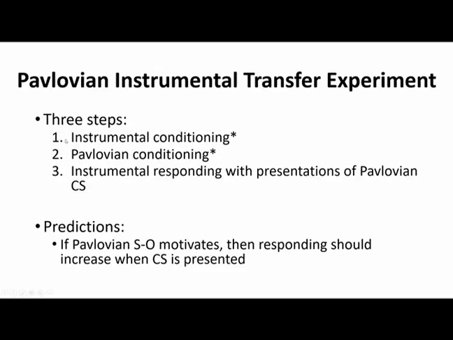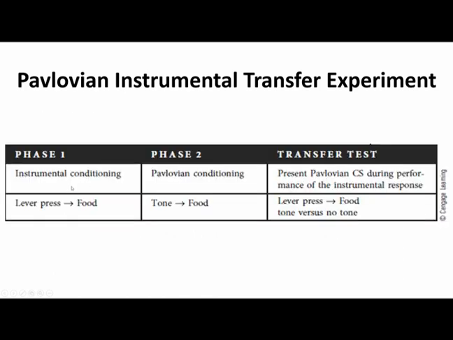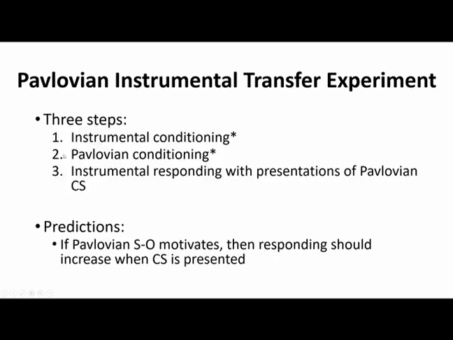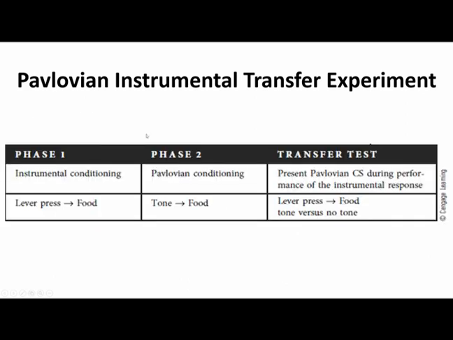There are going to be 3 steps, and I'm going to hop back and forth between this slide here and the one that follows it, and that's just because this table here includes our 3 steps, phase 1, 2, and then our transfer test is stage 3, and those line up with the 1, 2, and 3 here. Now, step 1 is going to involve instrumental conditioning. So, for example, we can have a lever press leading to food. So you train a rat in an operant box that pressing the lever gets them food pellets as a reinforcer.